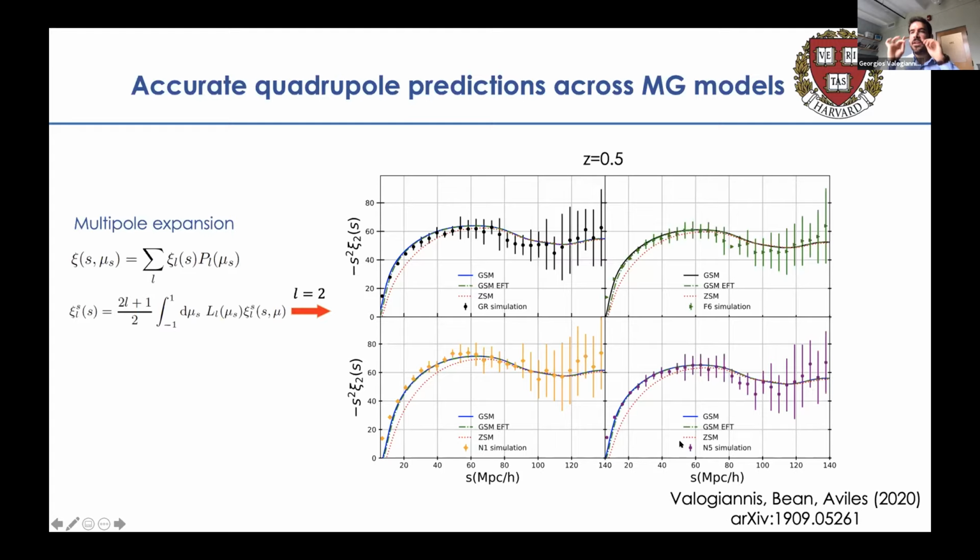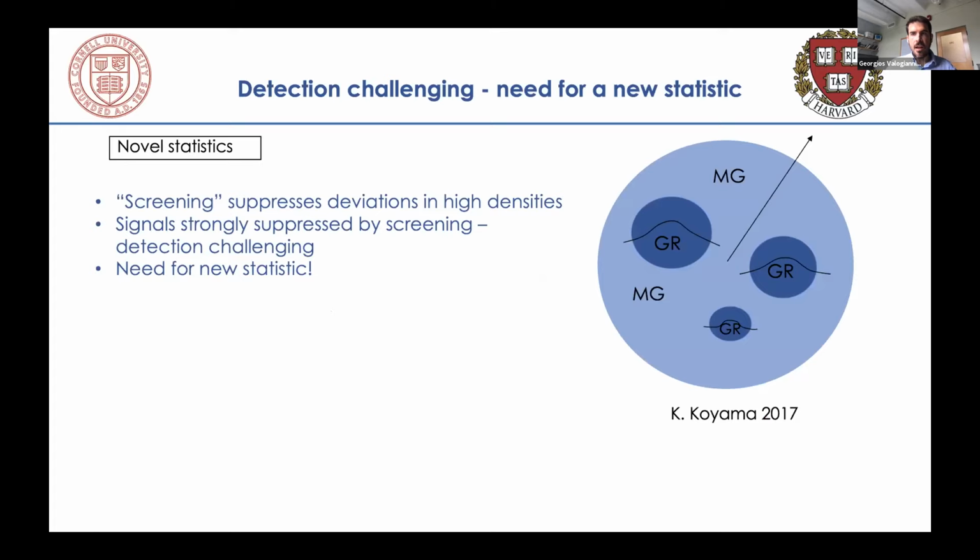It represents the very first analytical model in the literature that simultaneously captured the effect of both large-scale galaxy bias and redshift space distortions for a given model of modified gravity up to third order. So I'm very happy about this, and it can be a very useful tool to the community.